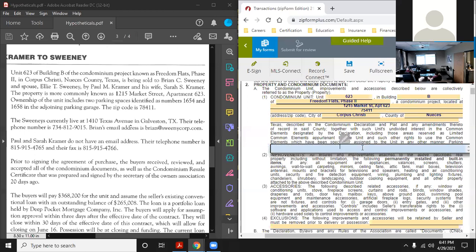Also here it's going to be parking areas assigned to the unit are blank. And if you look right here, the ownership of the unit includes 2 parking spaces identified as numbers 1654 and 1658. So, 1654 and 1658. I'm gonna go ahead and put that in, just to make sure that people aren't gonna be like, well, which ones? Just be as specific as possible.